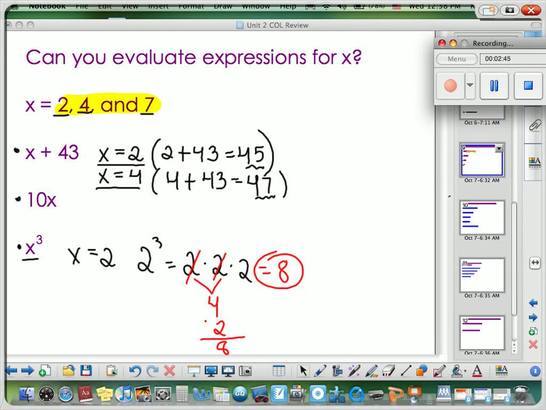So I'm not going to go through and do all of these, but you kind of get the idea of what I'm asking you. When I give you a value of x, like up here, 2, 4, and 7, I expect that you can take those values and plug them in to given expressions.